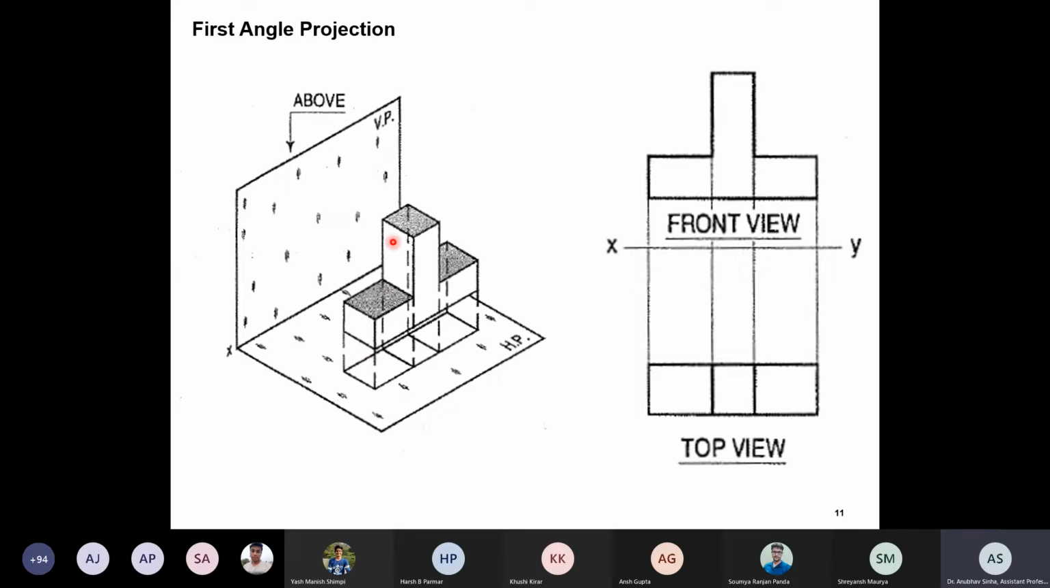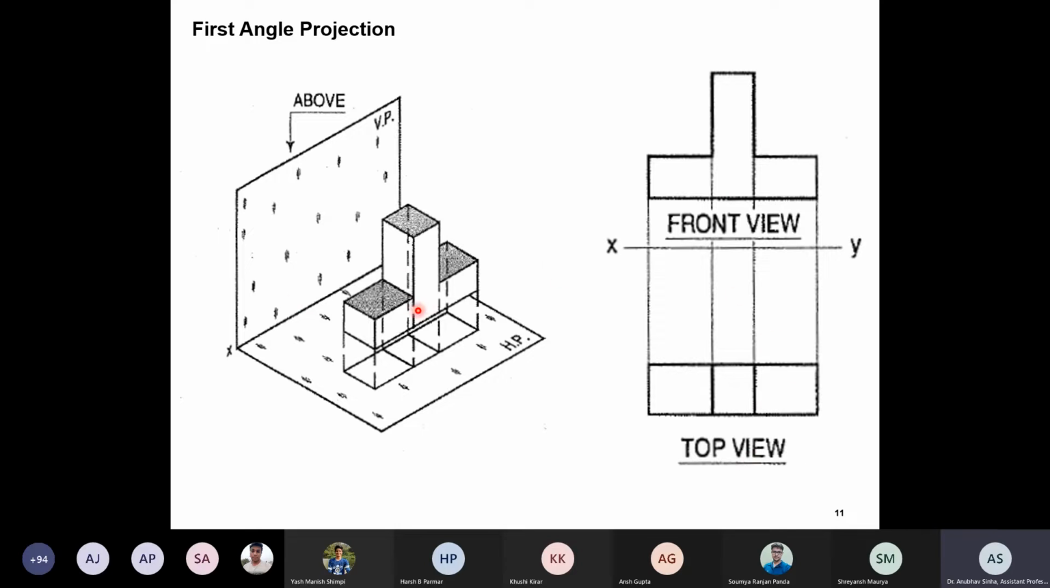So we have a 3D object which is shaped like an inverted T. This is the object, right, which you can see here. Now, this is called your pictorial view, where pictorial view means how you see naturally with your eyes. If you take a photo with a camera, this is how it is going to look. Now this is called orthographic projection. So we draw front view and top view.